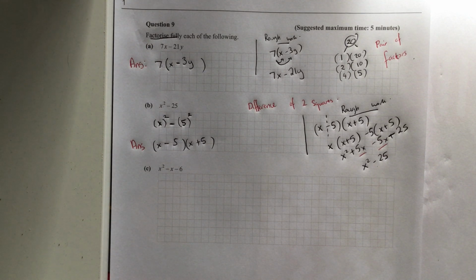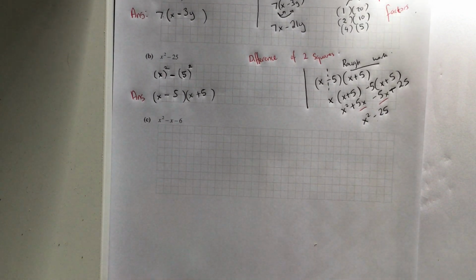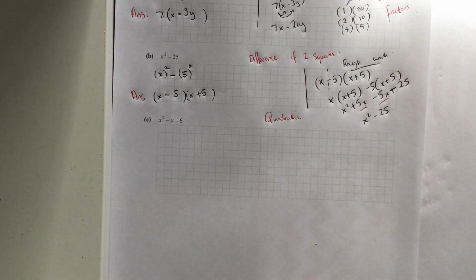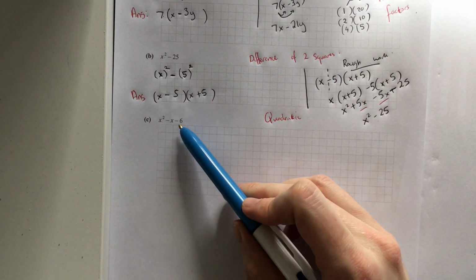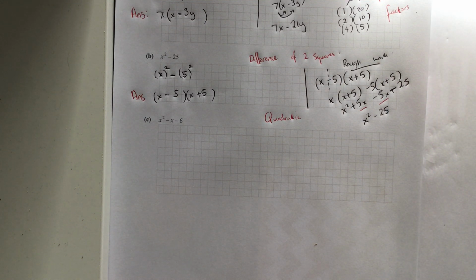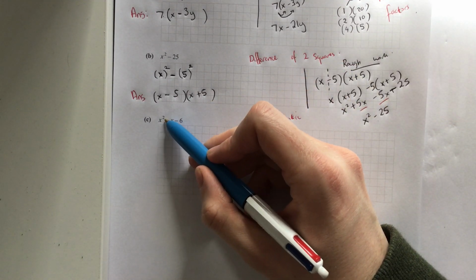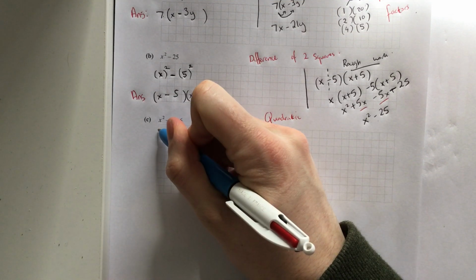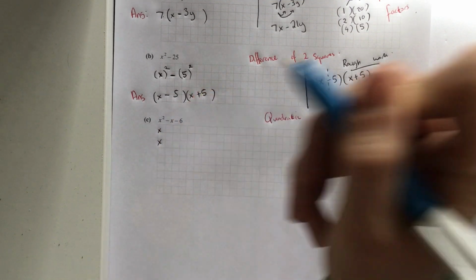Okay, that leads us on to the second question, which is where we have x squared minus x minus 6. So this is again a different rule. This is what we call a quadratic. I know that this is a quadratic because I've got an x squared, an x, and a number. Now the rules for a quadratic are as follows. You're going to look at the first term, x squared, and see what multiplied by itself will give you x squared again. In this case, it's going to be x multiplied by x.